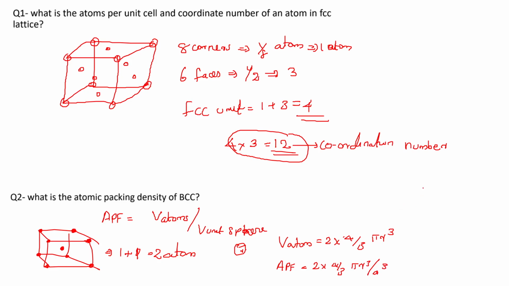Okay, now for BCC, the relation between A, the unit cell's length, and the atomic radius r is A is equal to 4 by root 3 r. Substitute that A value here, and you will get the packing fraction as 0.68, that is 68%.